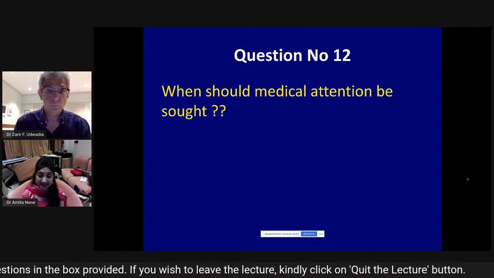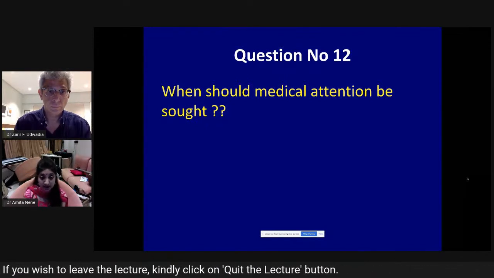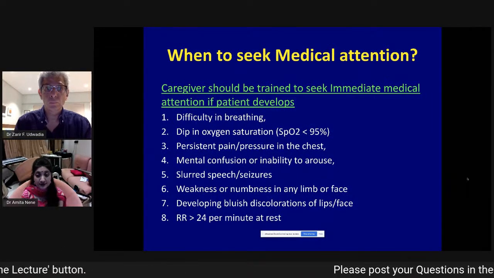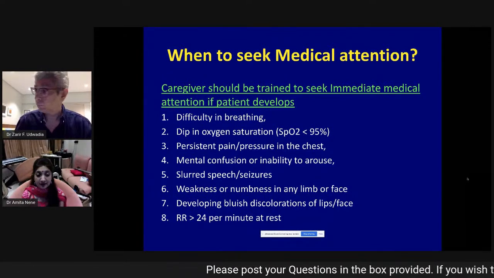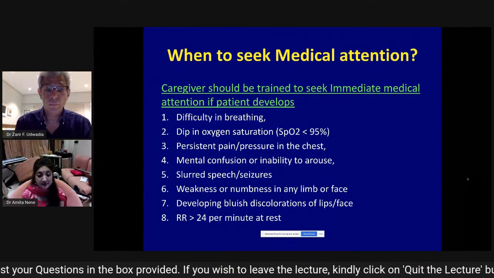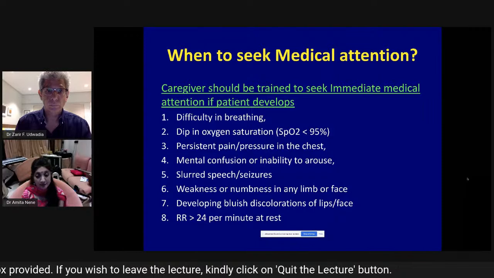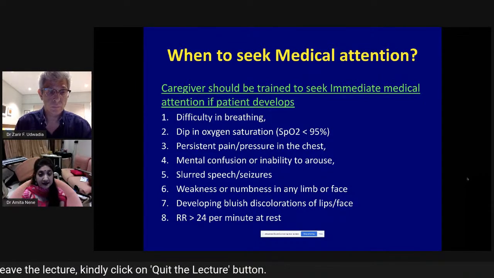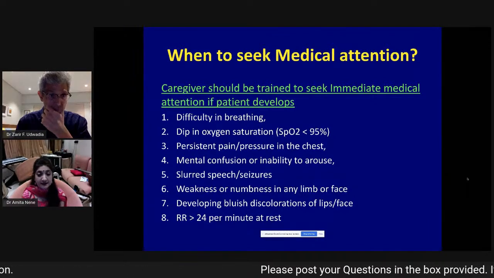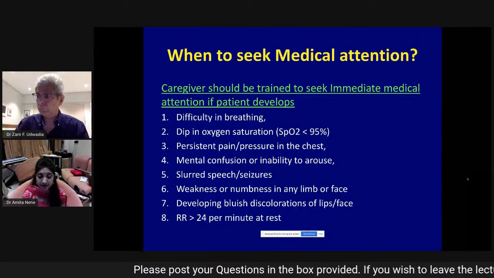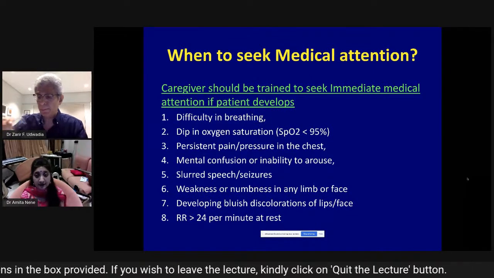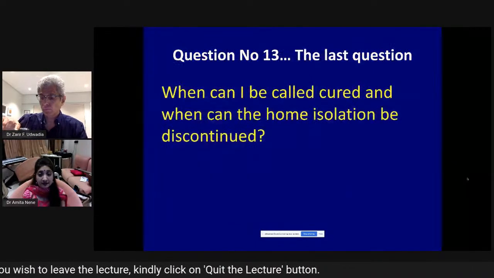What is really important is, when should medical attention be sought? We need to make this very, very clear. The patient and the caregiver should be trained to seek immediate medical attention if the patient develops difficulty in breathing, if the saturation drops below 95%, if there's persistent pain or pressure in the chest, mental confusion or inability to arouse the patient, slurred speech or seizures, weakness or numbness in any limb or face, bluish discoloration of lips, face or fingers, or if the respiratory rate goes more than 24 per minute. This we must write down and give to the patient and the caretaker to report to us immediately.